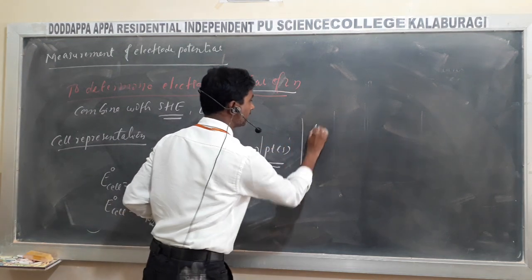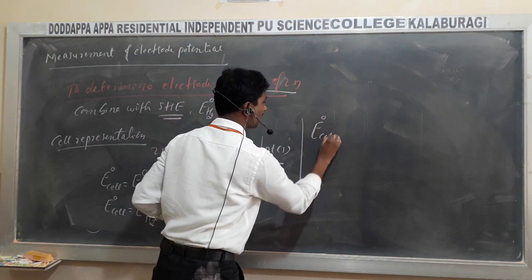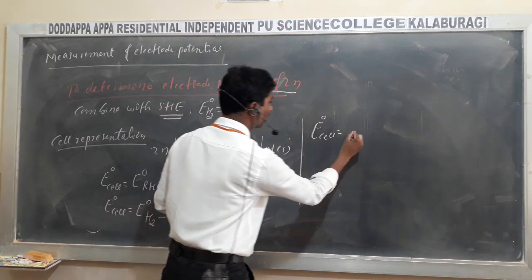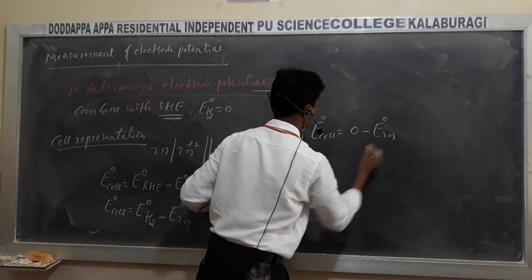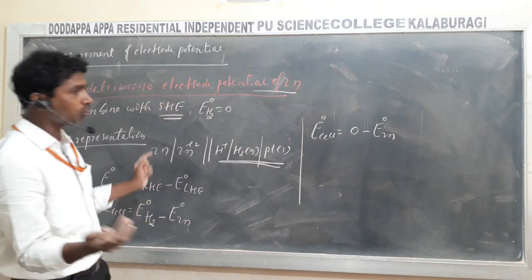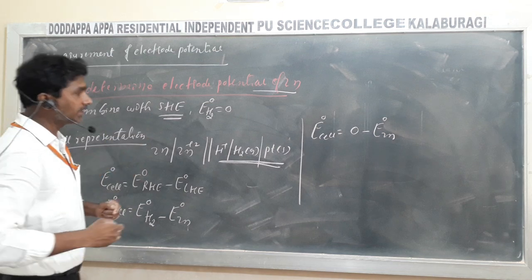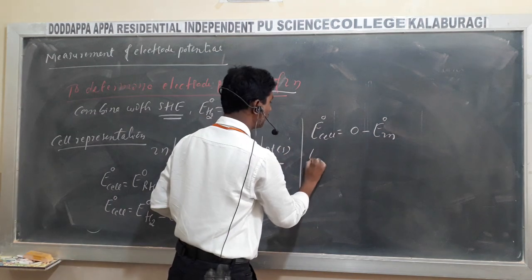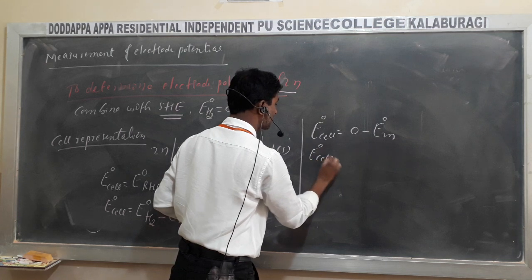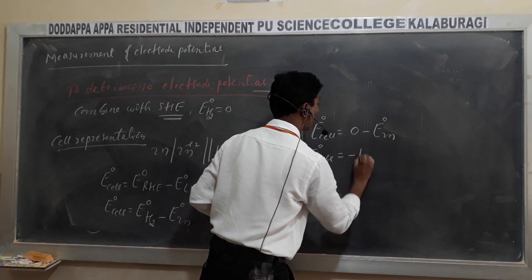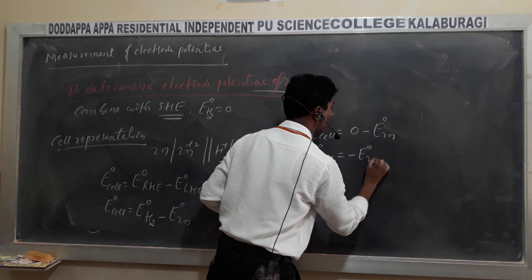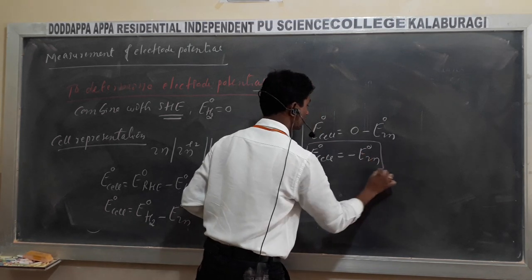Now I can write E naught of cell is equal to E naught of hydrogen, which is 0, minus E naught of zinc. So when the zinc electrode and the hydrogen electrode are connected to the voltmeter, we get the E naught of cell, which is nothing but the value of E naught of zinc.